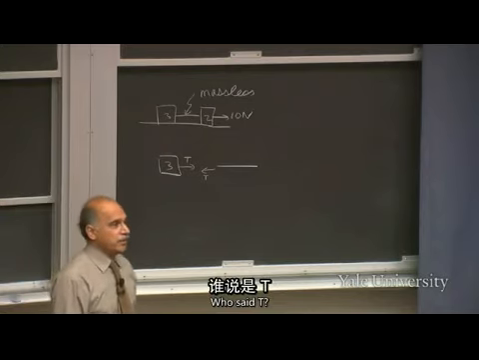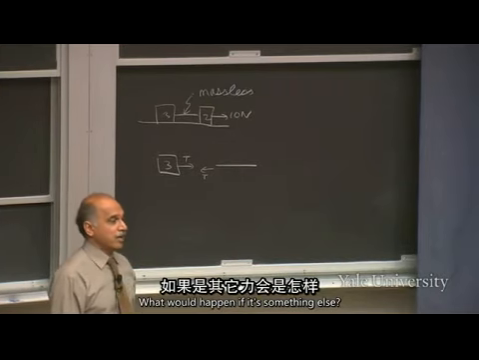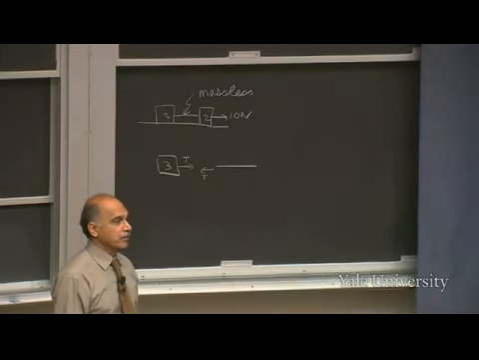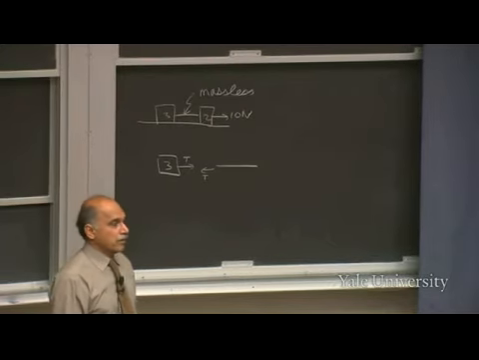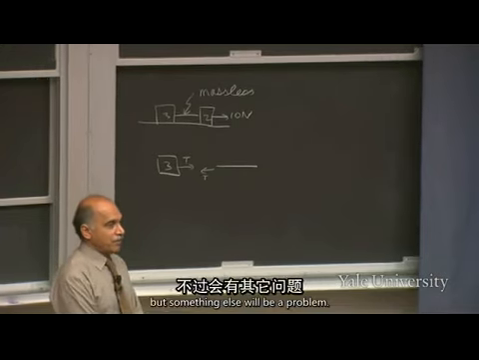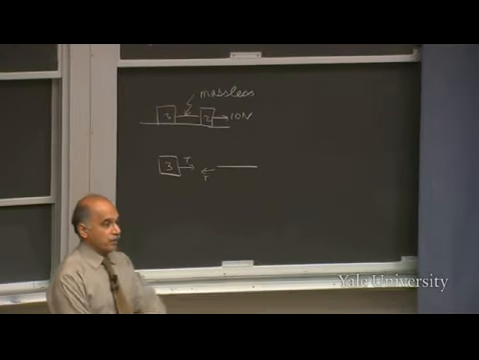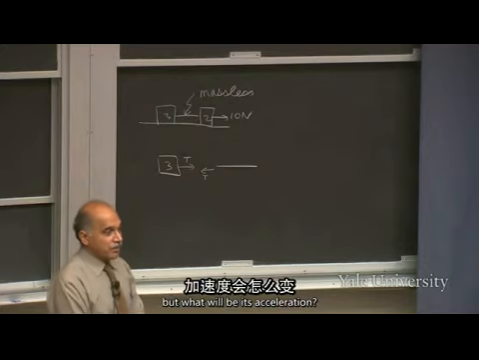Who said T? And why is it definitely T and not something else? What would happen if it's something else? If it was greater, the rope would snap. Well, if it was greater, it won't snap, but something else will be a problem. Yes? Not only faster, what will be its acceleration?